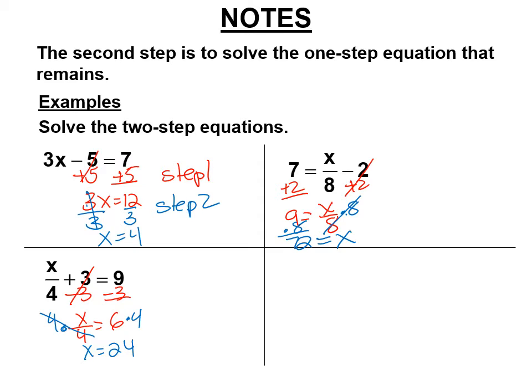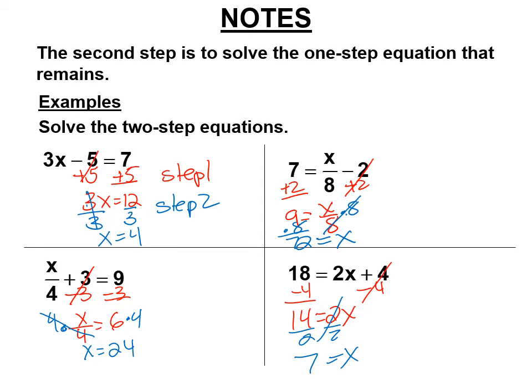One more time. It's plus 4, so we subtract 4 from both sides of the equal sign. 14 equals 2x. Divide both sides by 2, and 7 equals x. And that's what your homework should look like, right? With the work that I see there.